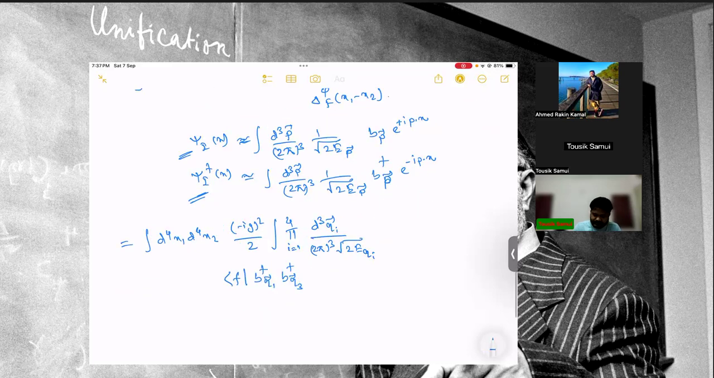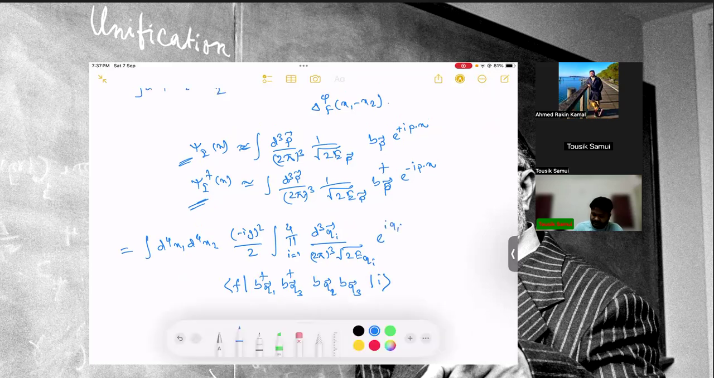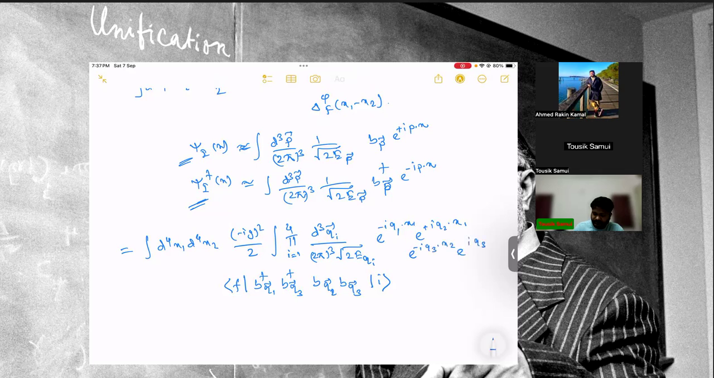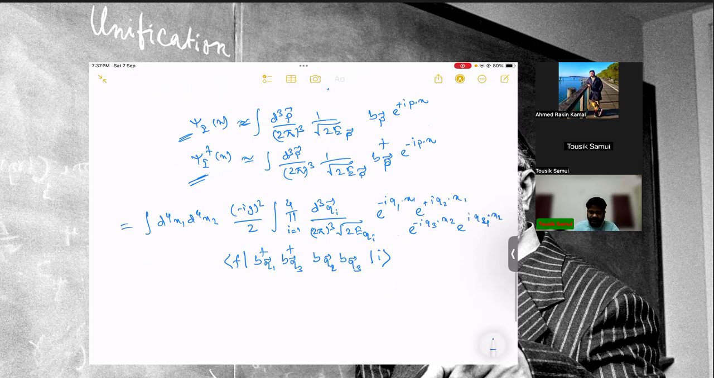and b_{q2}, b_{q3}, and then we have all the exponentials, that is e^{i q1·x} and e^{-i q2·x}. So the first two are x1s, and then the second two are x2s. Okay, so all these will contribute.